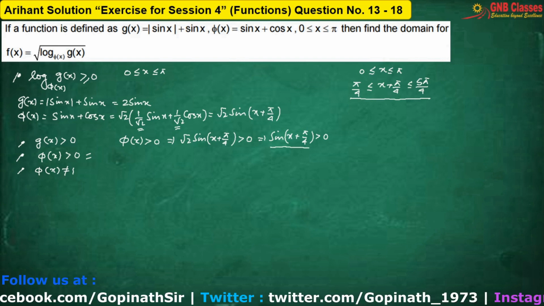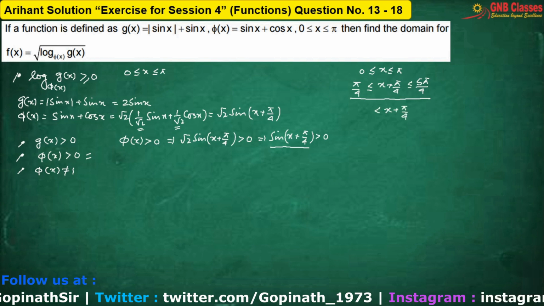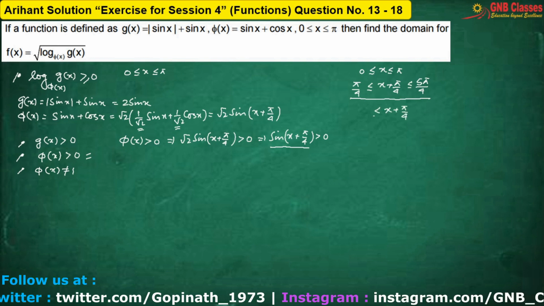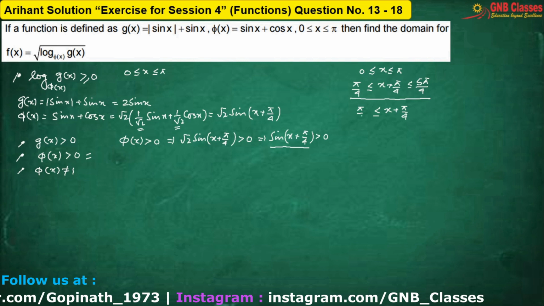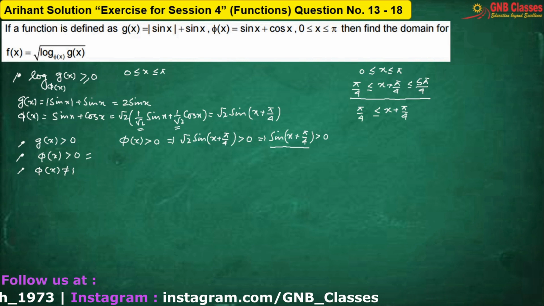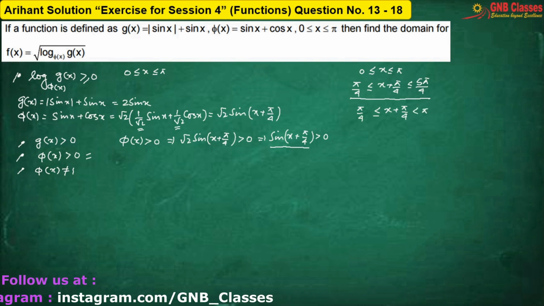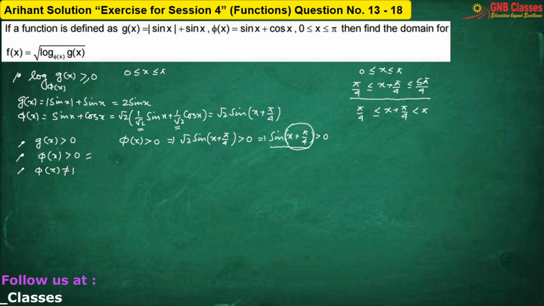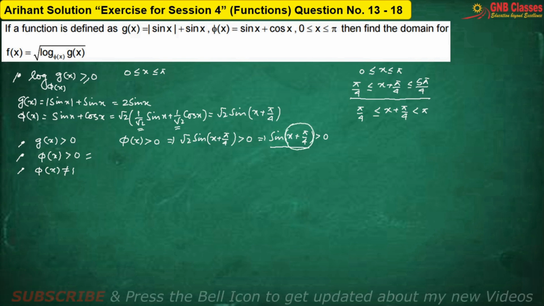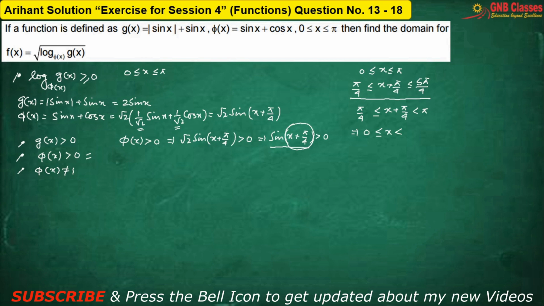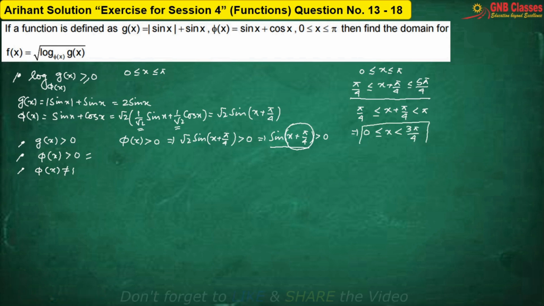is positive when this is greater than or equal to pi by 4 and less than pi. Is it clear? When this angle is lying in the first and second quadrant only, then your sine is positive. So from here we are getting that x is lying between 0 and 3 pi by 4. Is it clear to all of you? Have you understood it? Okay.